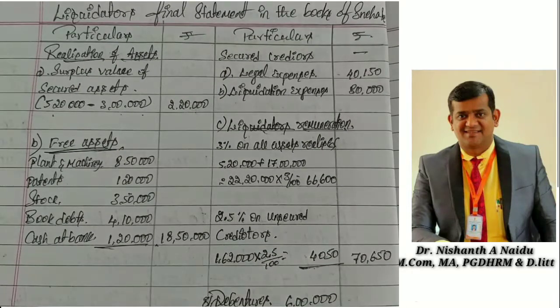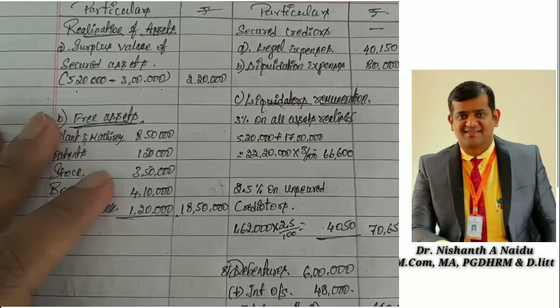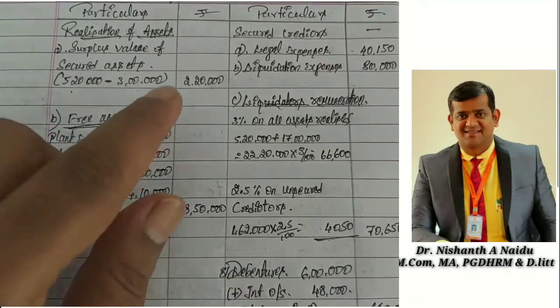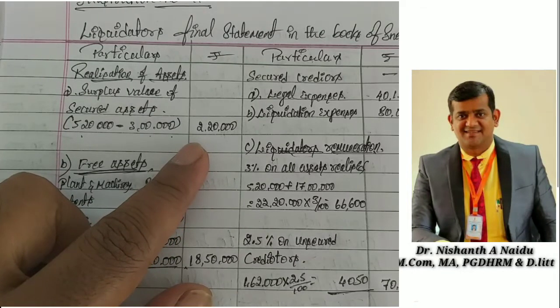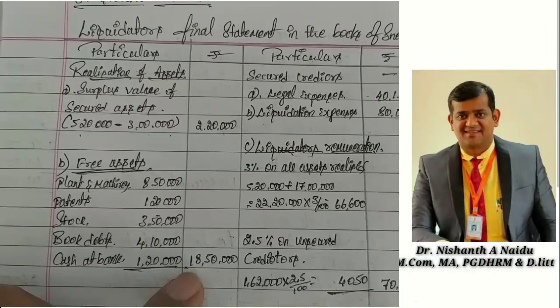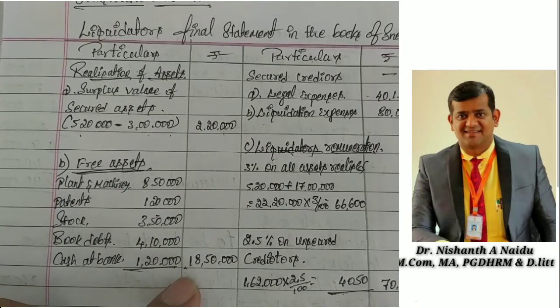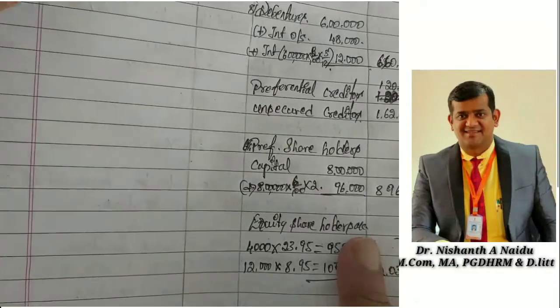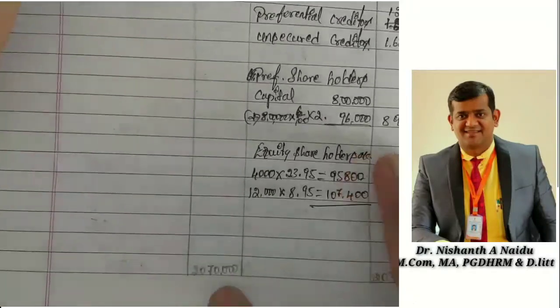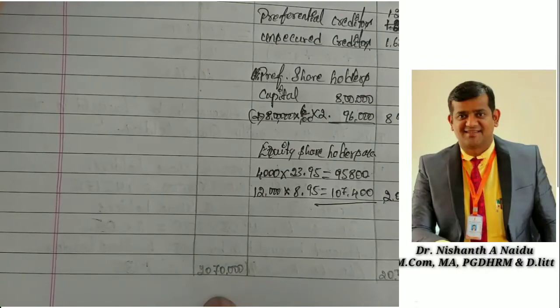Somewhere we have made a mistake, so it is not tallying. We have to recheck that part. Maybe we made a mistake in the total. So let us check from the beginning. That is 2,20,000, then 18,50,000, put together 20,70,000. So that is the 20,70,000 I have written here.